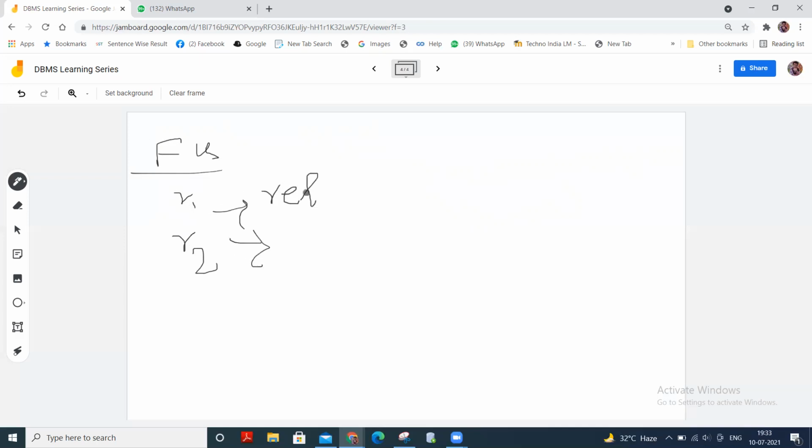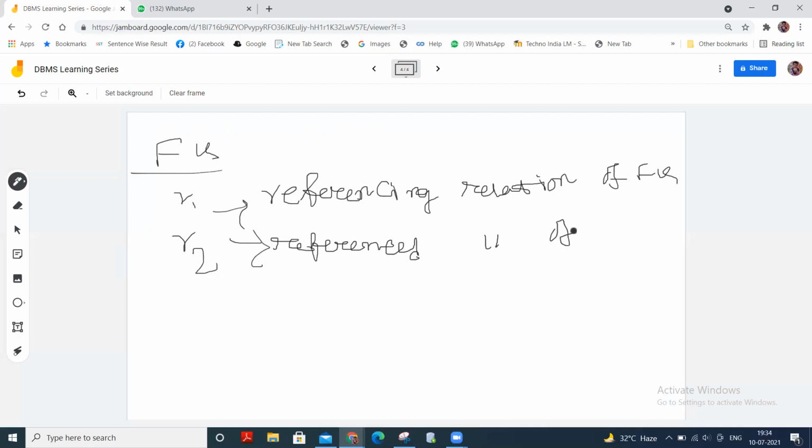R1 is the referencing relation of the foreign key, and R2 is the referenced relation of the foreign key. Okay, so now I will draw an ER diagram in such a way.